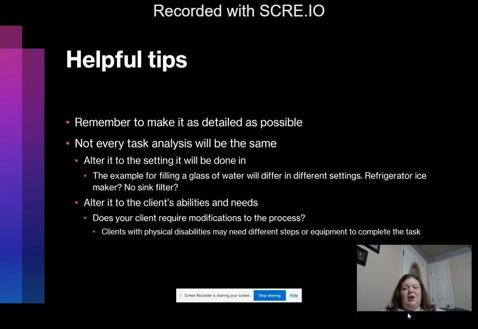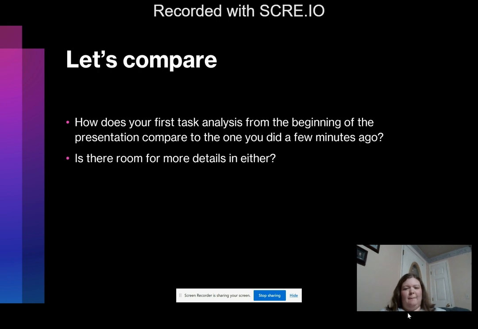And also alter your task analysis to your client's abilities and needs. Does your client require modifications to the process compared to how you would do it? Clients with physical disabilities may need different steps or equipment to complete a task, such as putting on a sock. Okay, so let's compare. How does your first task analysis that you wrote on how to put on a sock compare to the one that you just did? Is there room for details in either? What are some things that you noticed?